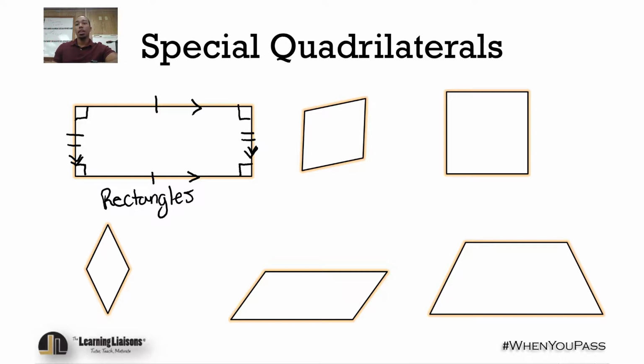So next, we have a rhombus. A rhombus is a quadrilateral. Instead of having all four angles congruent, all four sides are congruent. So all four sides of a rhombus are congruent, and that's the only thing you're guaranteed. In a rectangle, you're only guaranteed that the angles are congruent. In a rhombus, you're guaranteed that the sides are congruent.